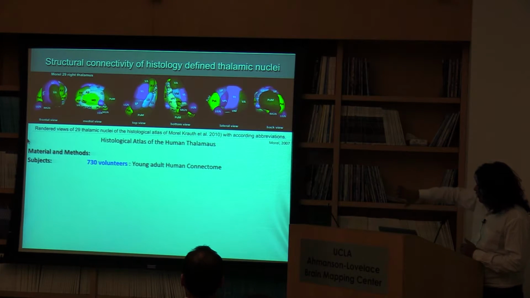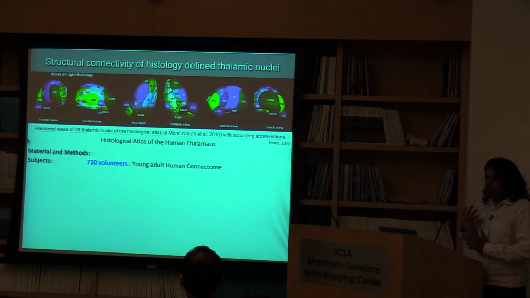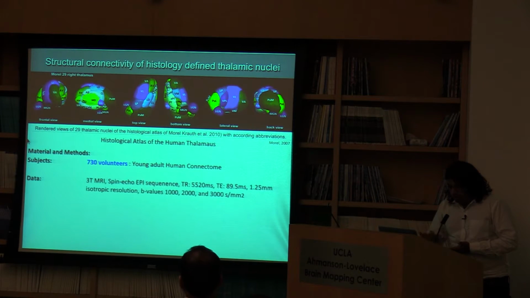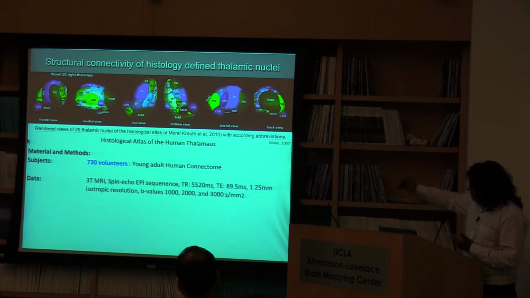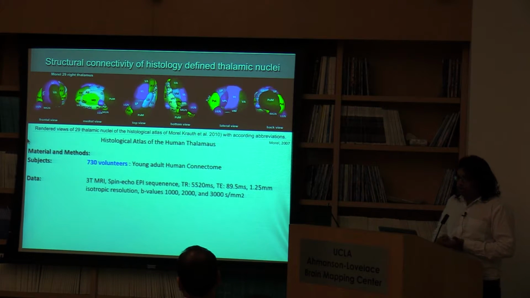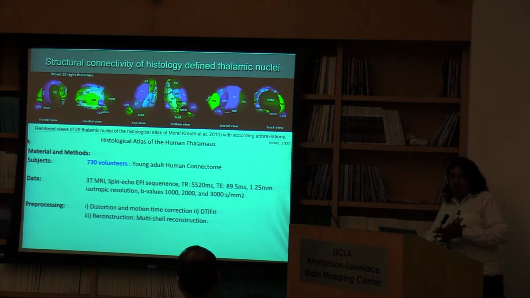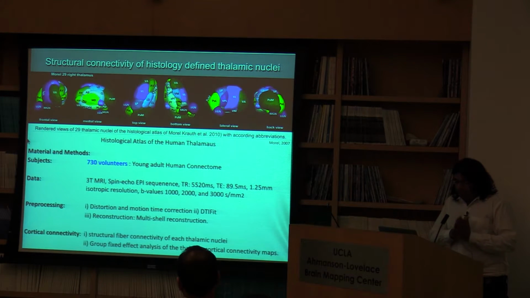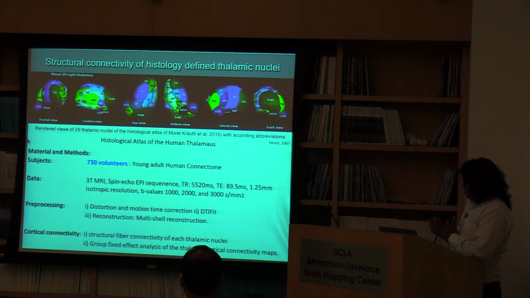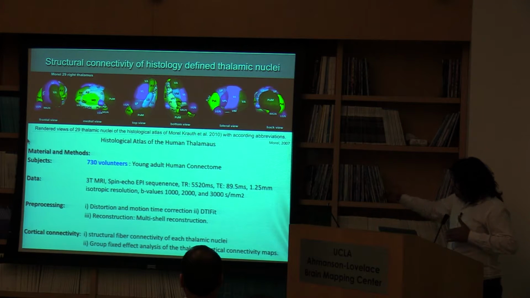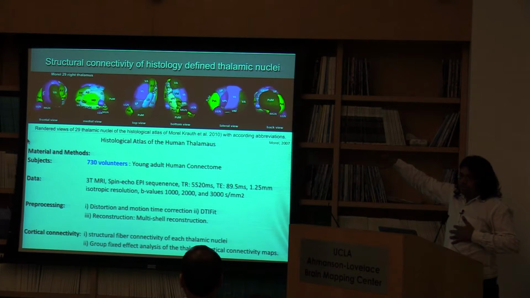So we took the data of 730 volunteers from the Human Connectome Project, which were acquired at 3T with a resolution of 1.25 millimeter isotropic. We performed state-of-the-art pre-processing and structural fiber connectivity of each thalamic nucleus, and we summarized all the subjects' data by computing the average over all the subjects.